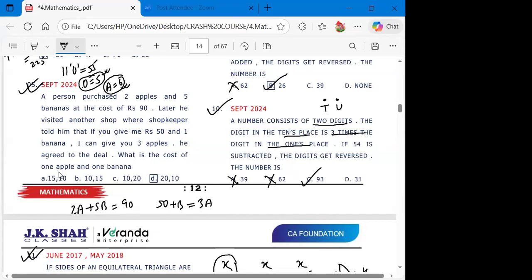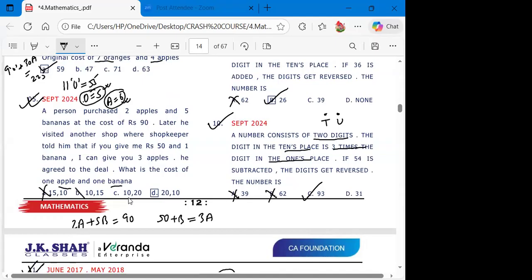Just see, they are saying first is apple, second is banana. Be careful. So 2 into 15, how much? 30. 5 into 10, how much? 30 plus 50 is never 90. Cancelled. 2 into 10 is 20, 15 into 5 is 75, never 90. 2 into 10 plus 5 into 20 is more than 90. Cancelled. Only the last one is left, but still we will verify. 2 into 20 is 40, 5 into 10 is 50. 40 plus 50 is 90. Then, note it down.